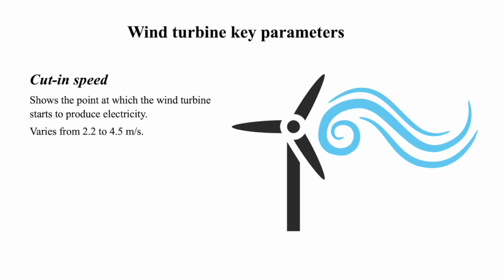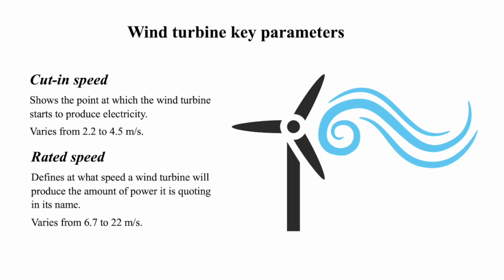Typically, the cut-in speed of wind turbines designed for domestic use varies from 2.2 to 4.5 meters per second. Rated speed defines at what speed a wind turbine will produce the amount of power it is quoting in its name. The rated speed of a turbine depends on its size but is usually within the range of 6.7 to 22 meters per second. There are different kinds of wind turbines.